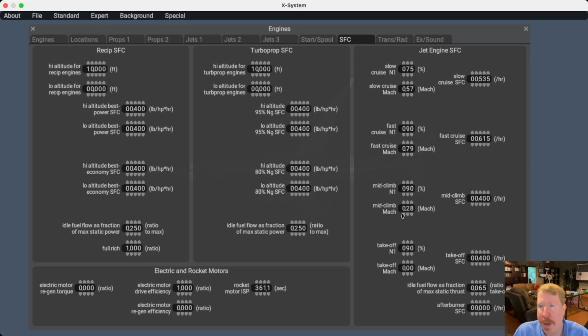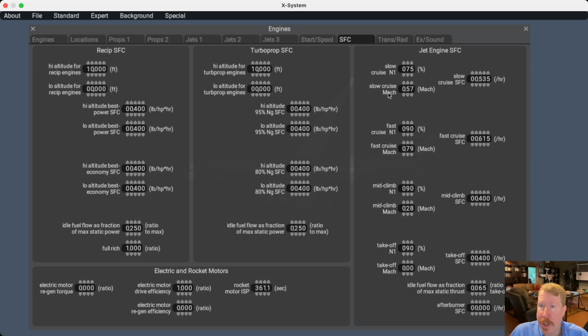I'm just taking an intermediate point here. Our mid-climb SFC, also 0.4. Our fast cruise N1, fast cruise Mach. Our fast cruise SFC is 0.615. So if we have 10,000 pounds of thrust, it'll be 6,150 pounds per hour of fuel.